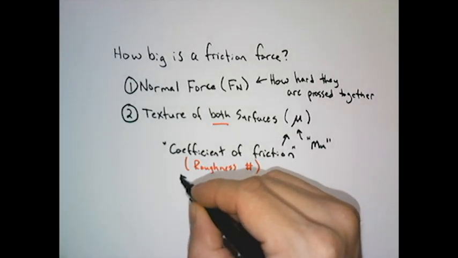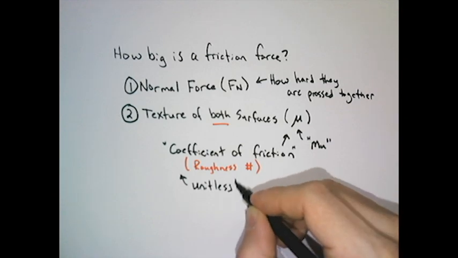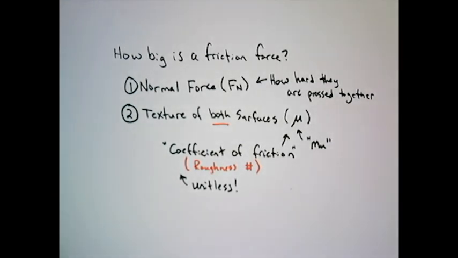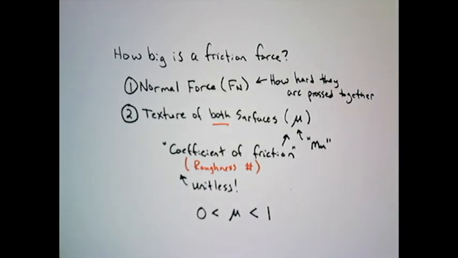One property of coefficients mathematically is that they don't have any units. It's just a number. So for most surfaces, mu will typically vary between 0 and 1. 1 would be very rough surfaces, and 0 would be a theoretically perfectly smooth surface.